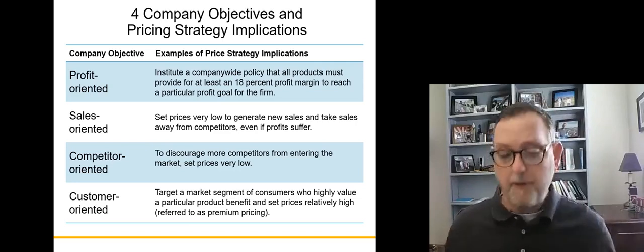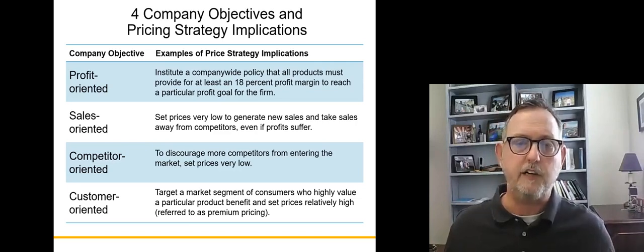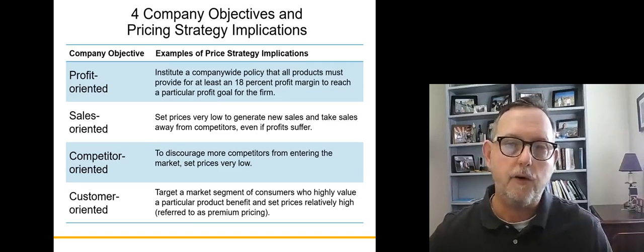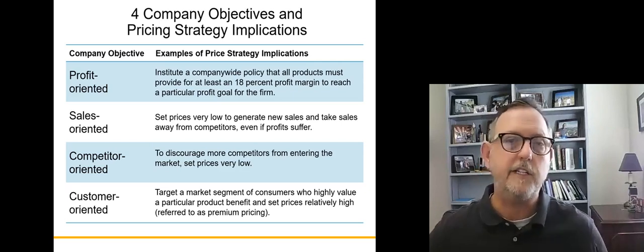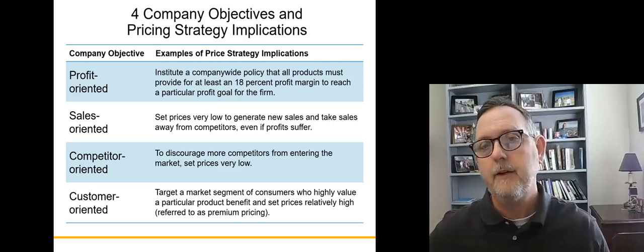Okay, so again, think about when you're setting price, what is it we want to accomplish as an organization and a firm, and then that will help you also kind of move forward in a pricing strategy that you're going to engage in the future.